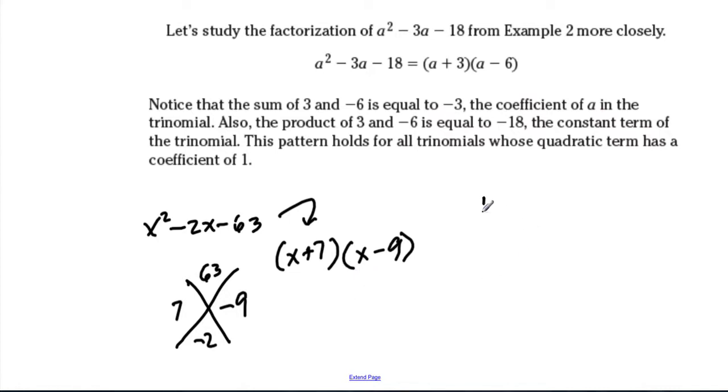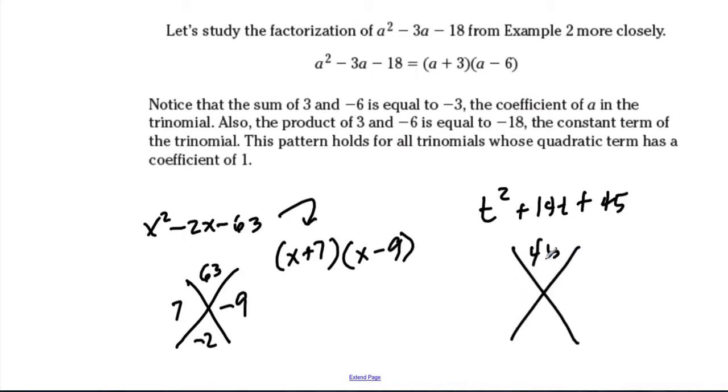t squared plus 14t plus 45. Again, using the power of x, 45 goes there, 14 here. So what factors of 45 will give you a sum of 14? That's easy enough. That's 9 and 5. And since the coefficient is 1, the factored form is t plus 9 and t plus 5. Okay? So that's an easy way of recognizing it.